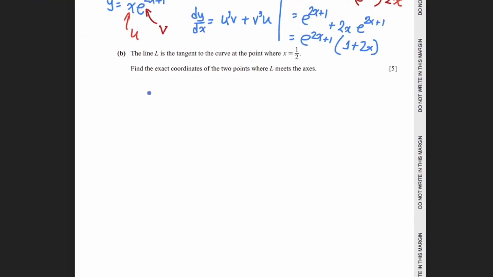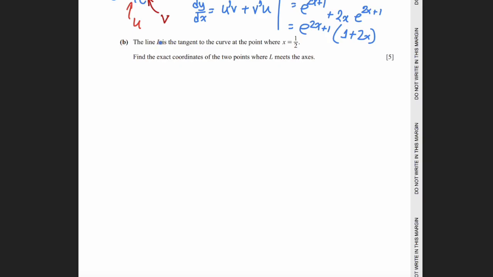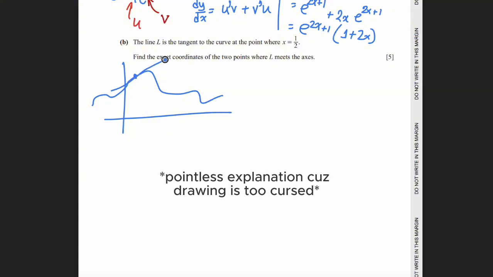Okay, what do we have here? The line L is a tangent to the curve at the point where x equals half. Find the exact coordinates of the 2 points where L meets the axis. So our curve, suppose it looks like this, and this is our graph. The line L is a tangent at the point x equals half. So we draw a tangent over here. Suppose it continues over here, and here we have the axis intersects.